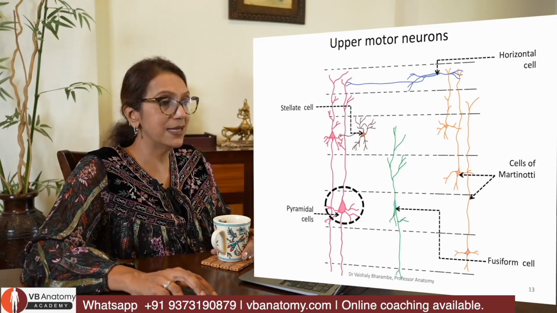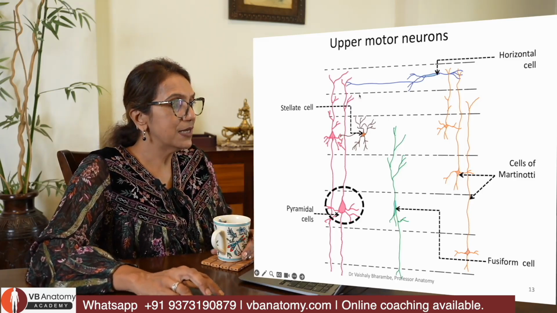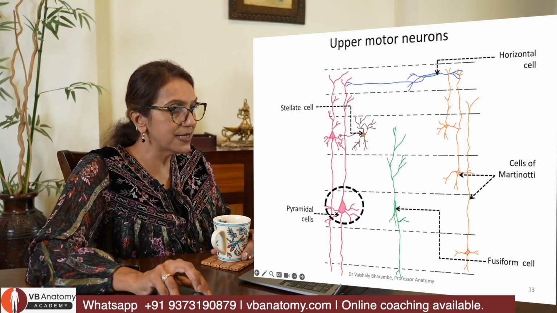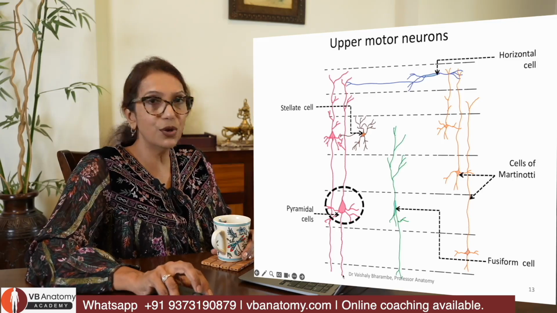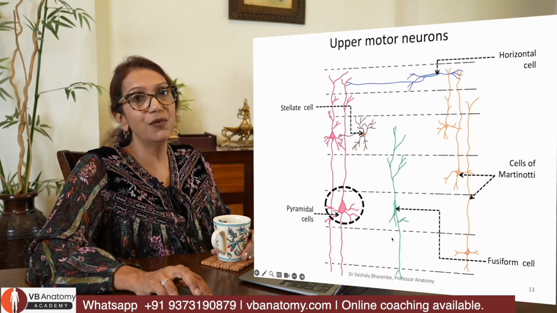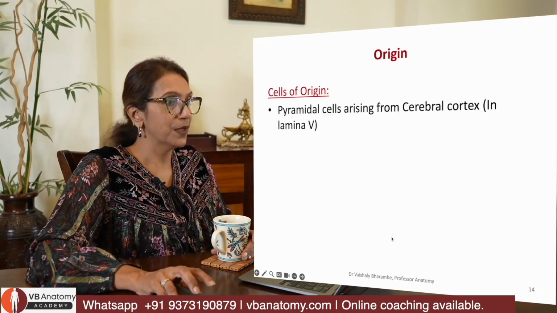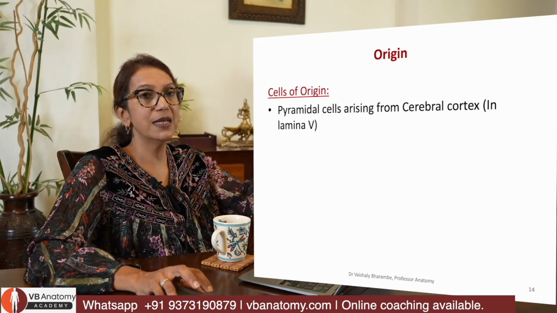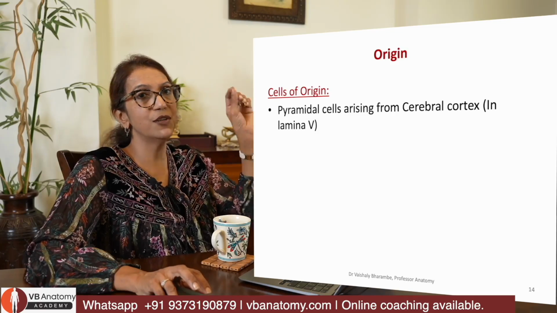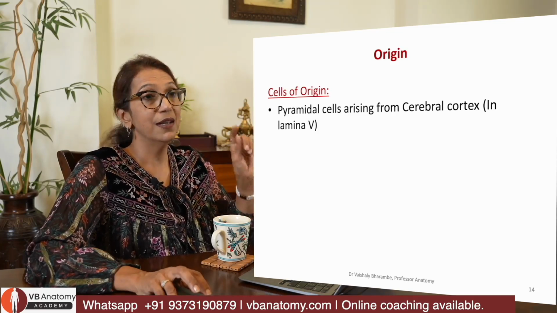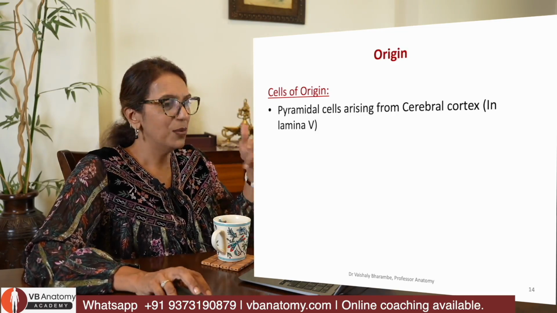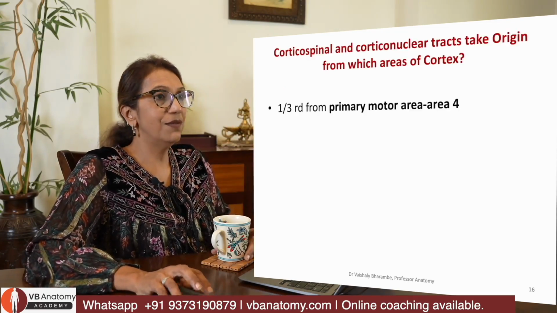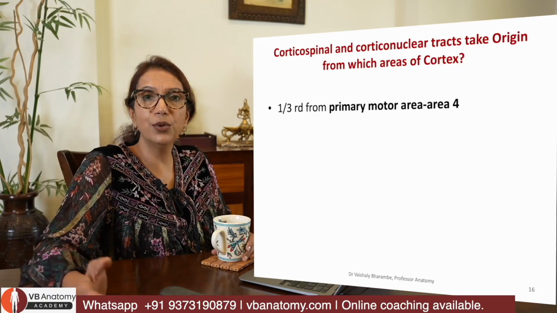This is the pyramidal cell. Can you see how its dendrites are spreading out in the cortex, but its axon is descending down. It is this axon which is going to descend down and form my pyramidal tract. So what do I know? I know that the cells in my cerebral cortex are giving rise to axons which form my pyramidal tract. Which lamina of cortex? Mostly lamina 5. Okay. So which part of my cortex do they take origin from?